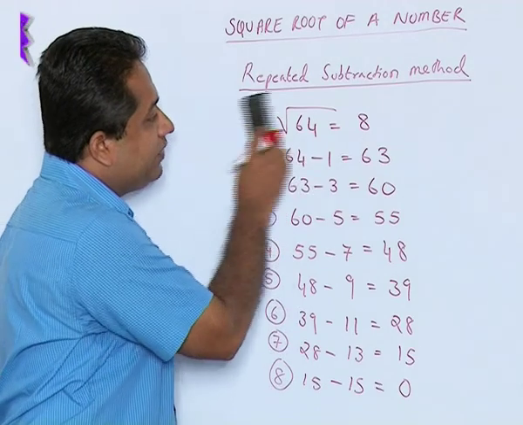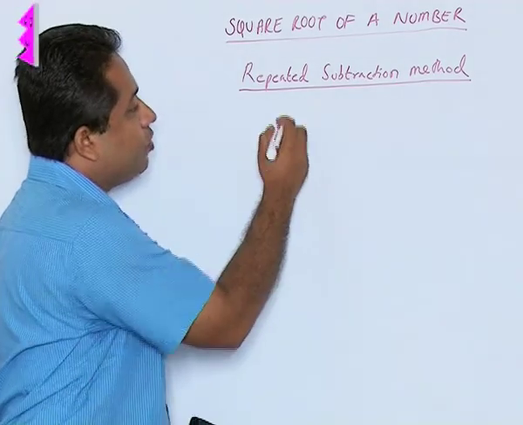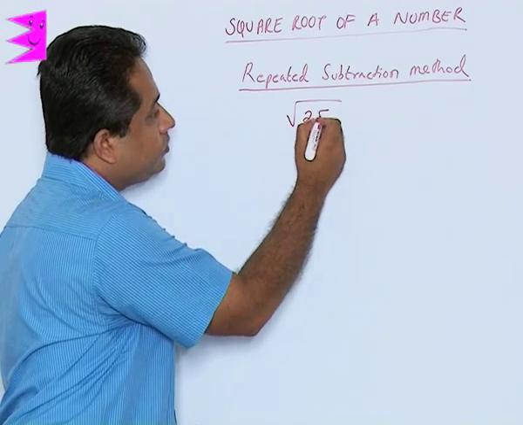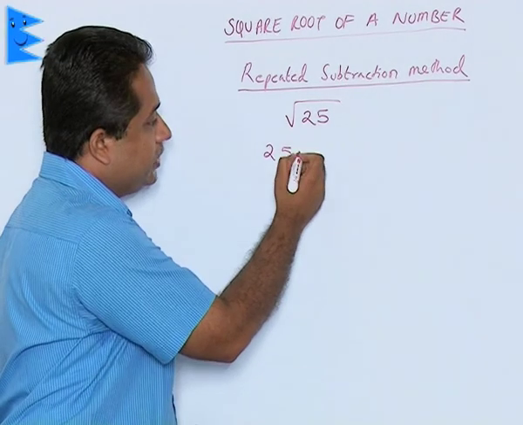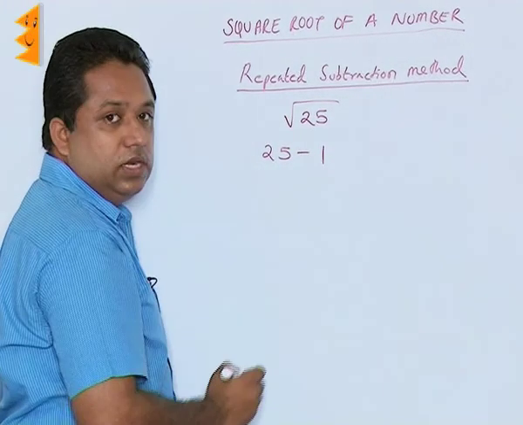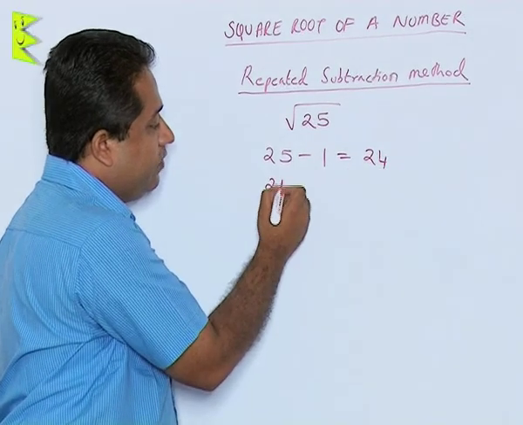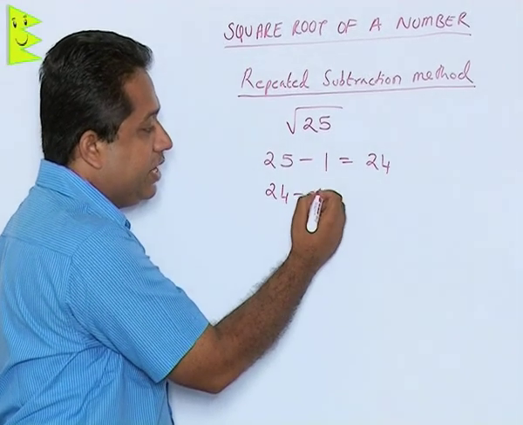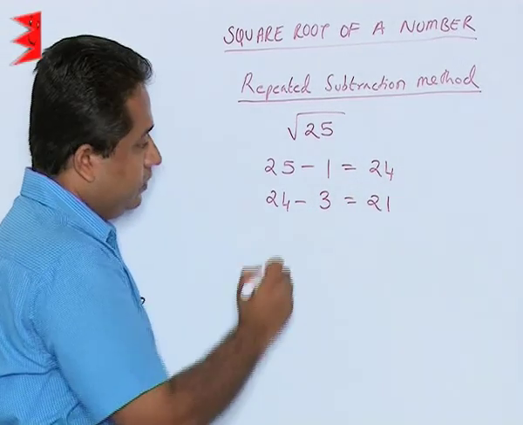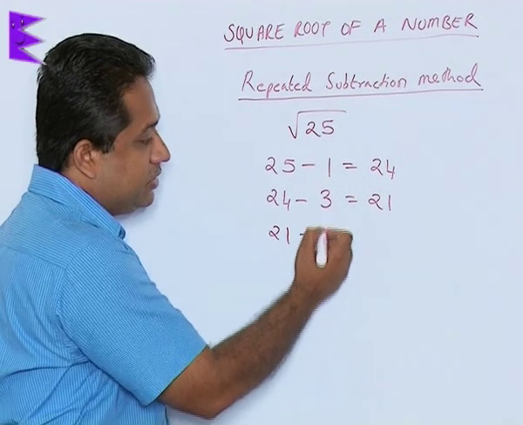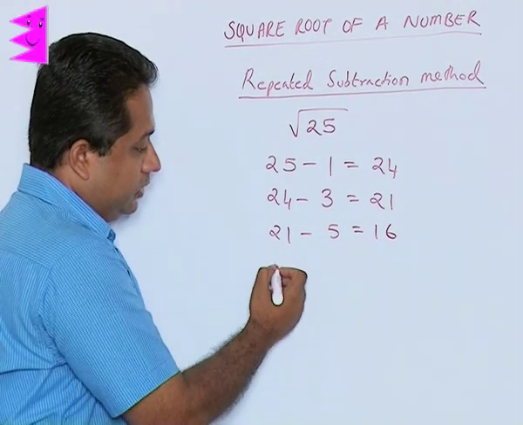Let us take another example of this method. We want to find out the square root of 25. So start with the number 25. The first odd number is 1. 25 minus 1 is 24. Then 24 minus the next odd number after 1, which is 3. So 24 minus 3 we get 21. 21 minus the next odd number, 5, this becomes 16.